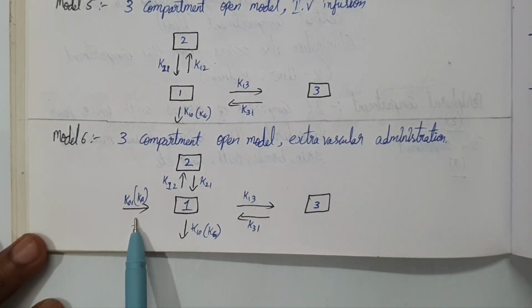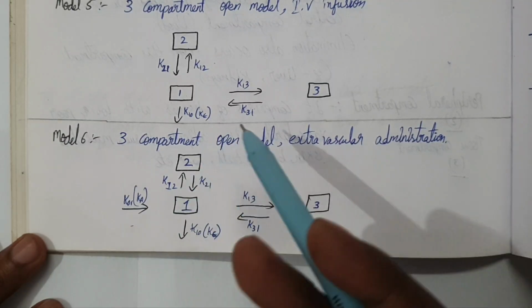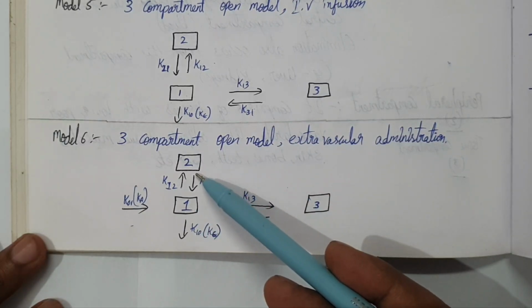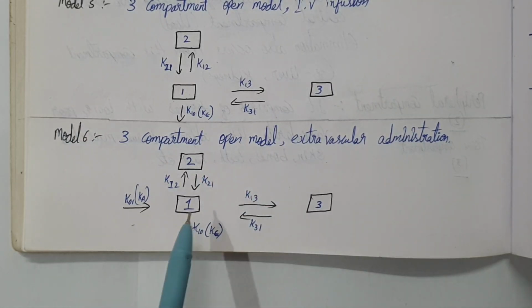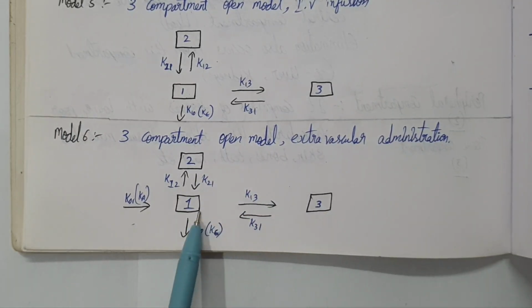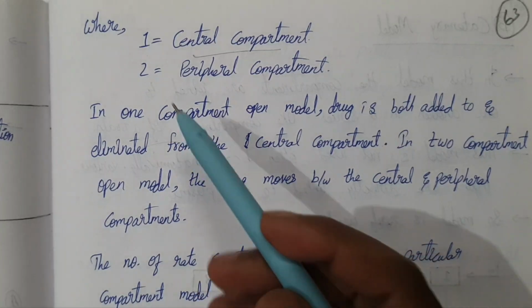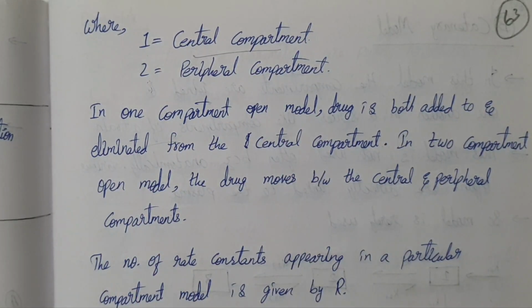So here we have to include the absorption rate constant into the central compartment, and otherwise it will be the same as the IV infusion. After absorption, the drug goes to the second compartment, then comes back to the central compartment and goes to the third compartment, then comes back in reverse to the central compartment, then gets eliminated. So box 1 is known as the central compartment and box 2 is known as the peripheral compartment.